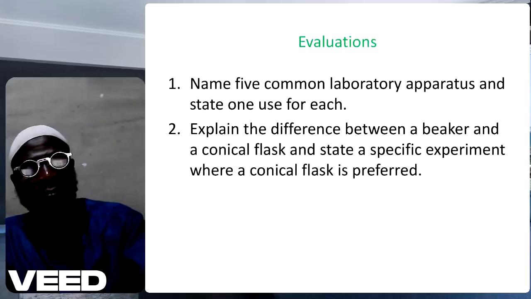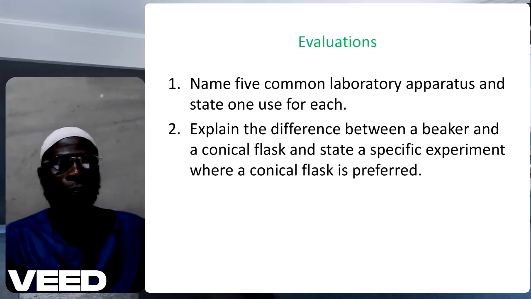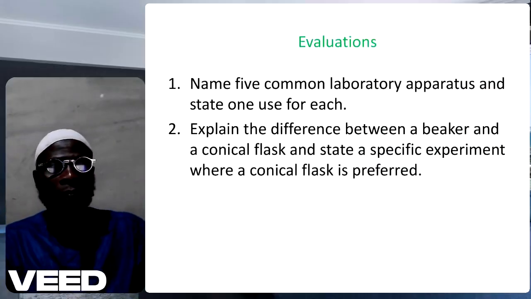So this is the end of the class for today. But before we go, let us look at the following questions. Number 1: Name 5 common laboratory apparatus and state one use for each. Number 2: Explain the difference between a beaker and a conical flask, and state a specific experiment where a conical flask is preferred.